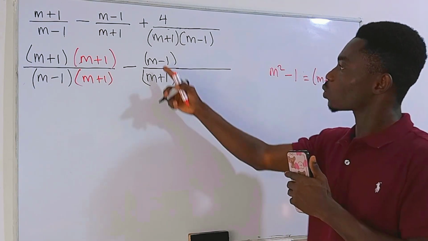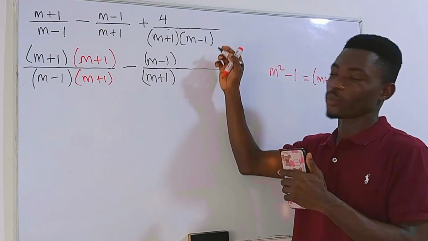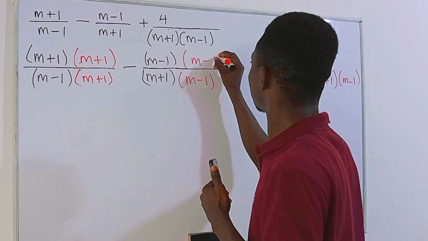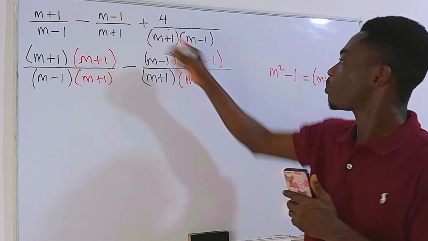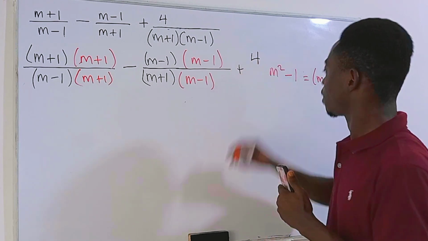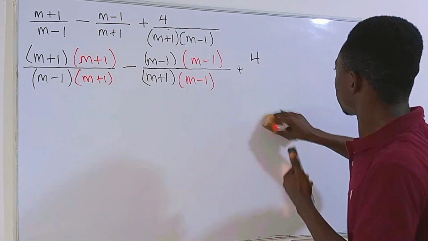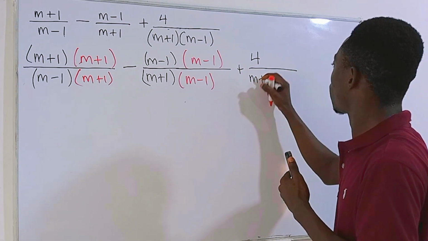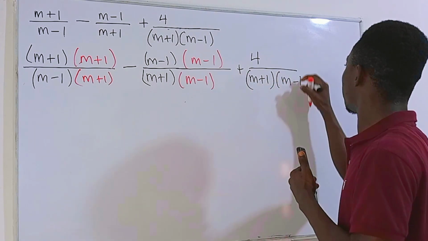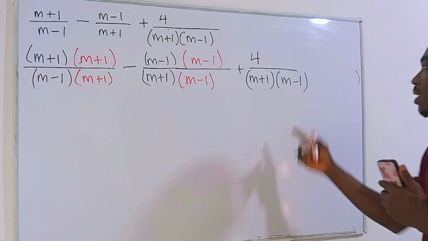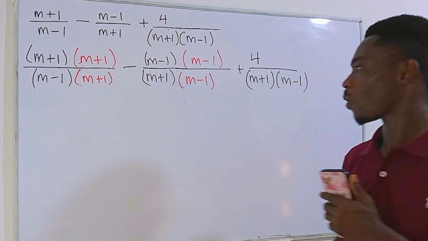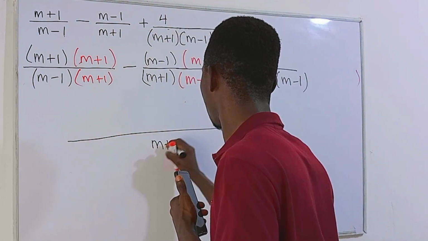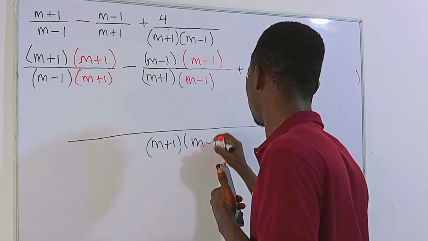Cool. Now to make this one also look like this, I have to also multiply it by this right here. So we are also going to have m minus 1. Then the numerator side we do the same thing, just like that. Then this time we have plus 4 divided by, I also get rid of this quickly. So we are going to have 4 divided by m plus 1 times m minus 1. As simple as that. And this time around, we can see that the denominators are the same. Therefore, we can write one of them as the LCM, that is m plus 1 times m minus 1.